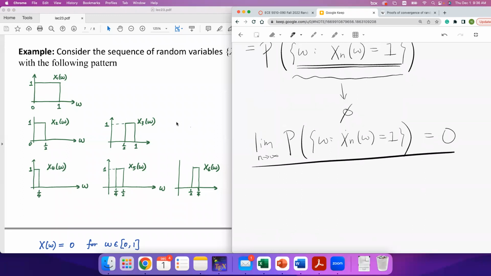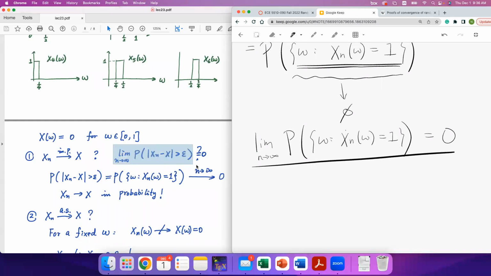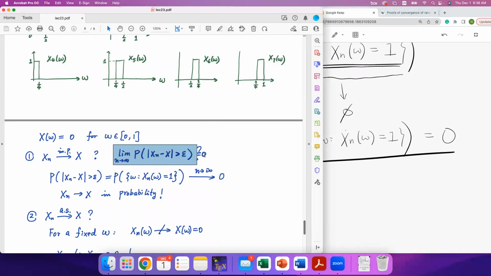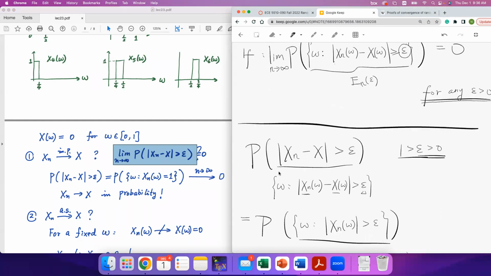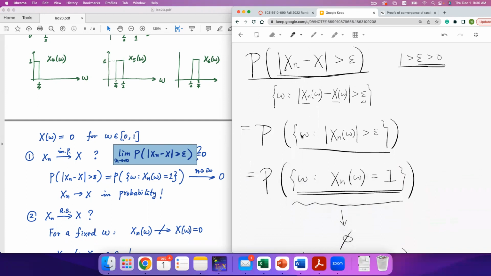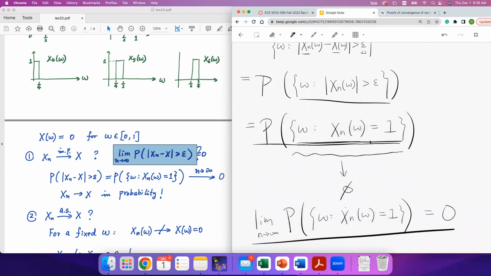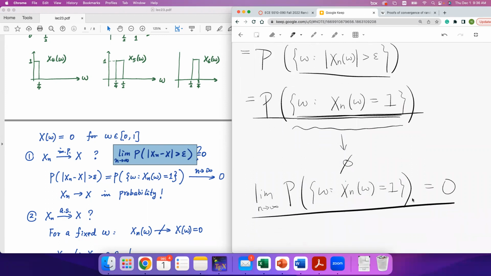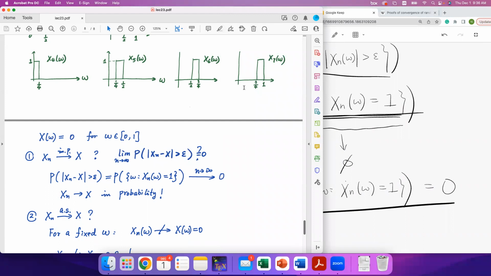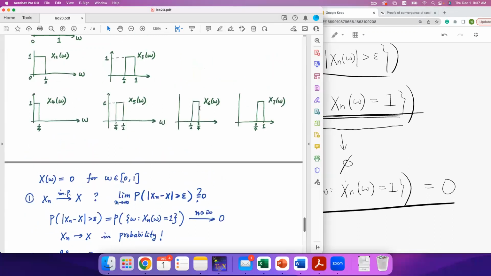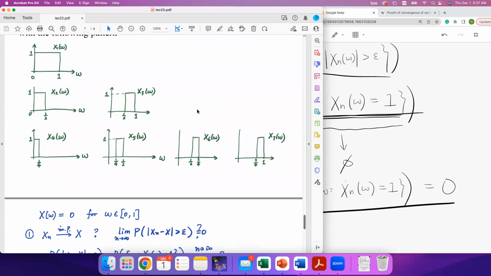So this we just verified, right? We start from here. We just verified that yes, in the limit, this one indeed equals 0. And this event turns out to be this probability. And in the limit, this probability indeed converges to 0. So we conclude that this sequence of random variables converges to X, converges to this random variable in probability, according to the definition. Okay, so this is the convergence in probability.